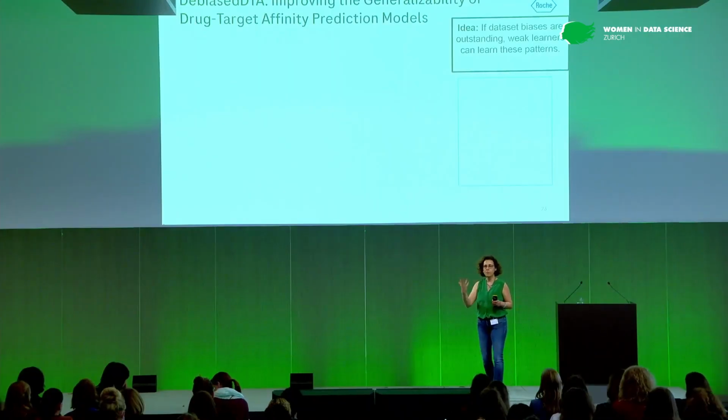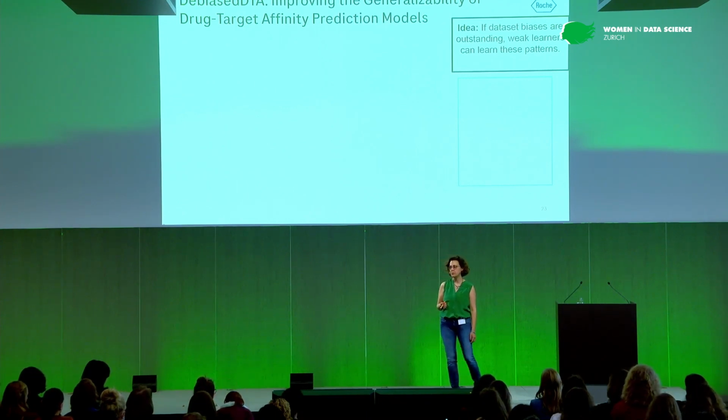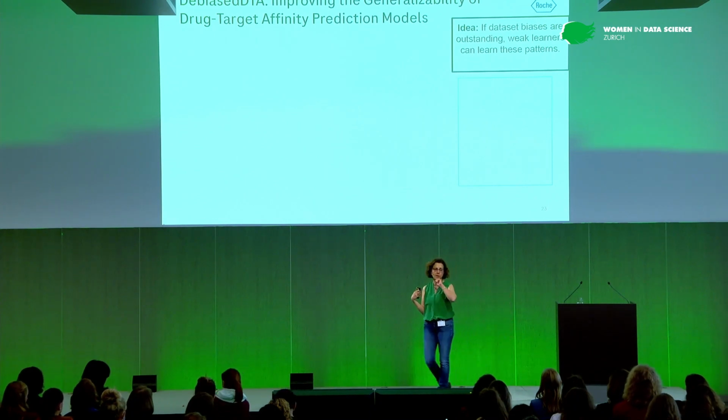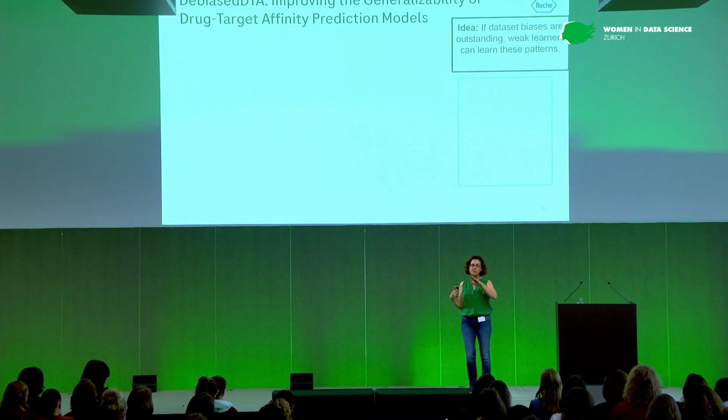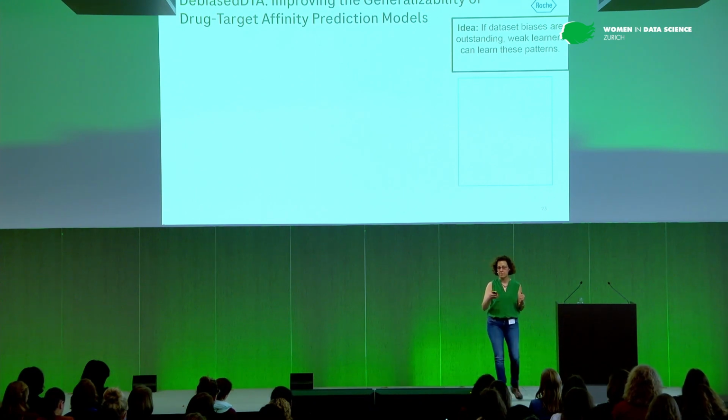Well, if you have more of those types of data, then you will also start to observe some of these dataset biases. And if dataset biases are outstanding, the weak learners are going to learn these patterns and these spurious associations. Every time it sees a sulfur, let's say, it's going to say, oh, this is going to be a high interacting compound, but that doesn't make any sense, right? So these rules that the machine learning model is learning are actually spurious.